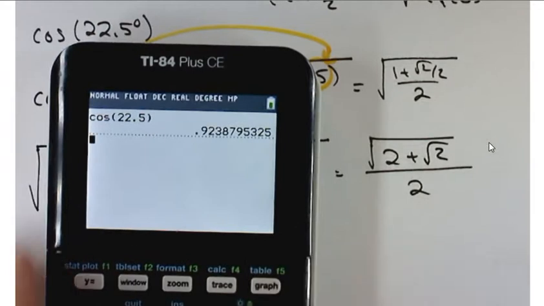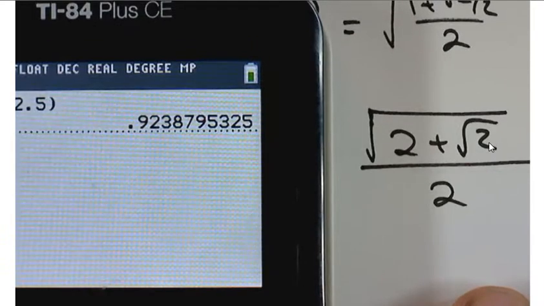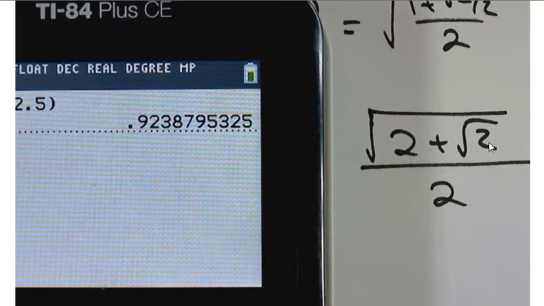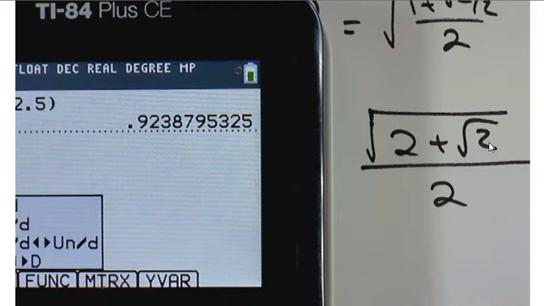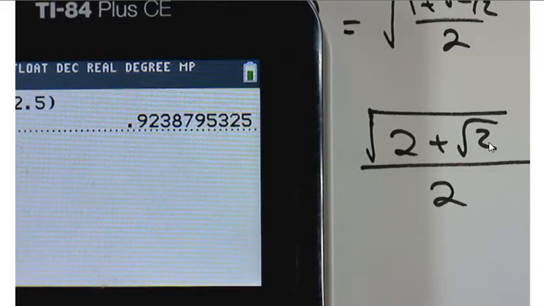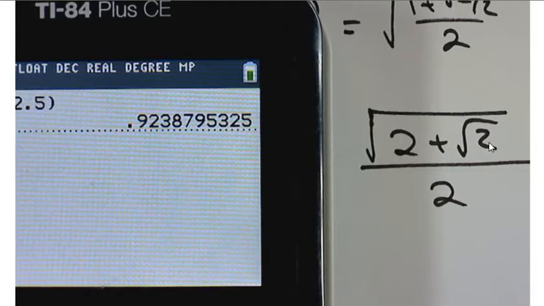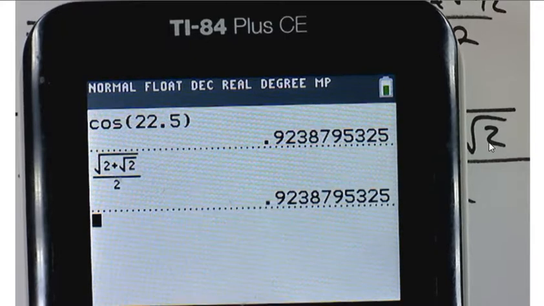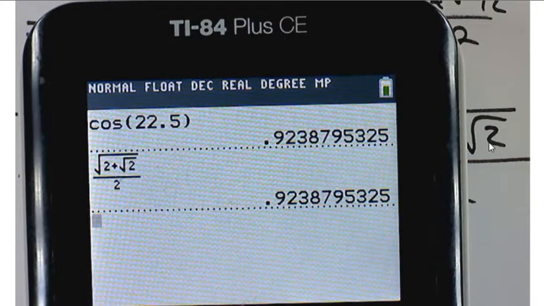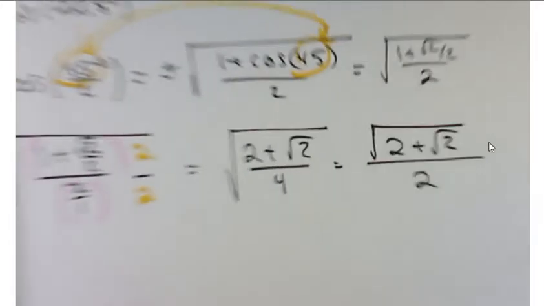You can compare that. Now, your calculator is not going to tell you square root of 2 plus square root of 2 over 2, but if you did calculate that, let's compare it. The square root of 2 plus the square root of 2, over 2, should give me an identical value here. Looks pretty close. So I think we got it.